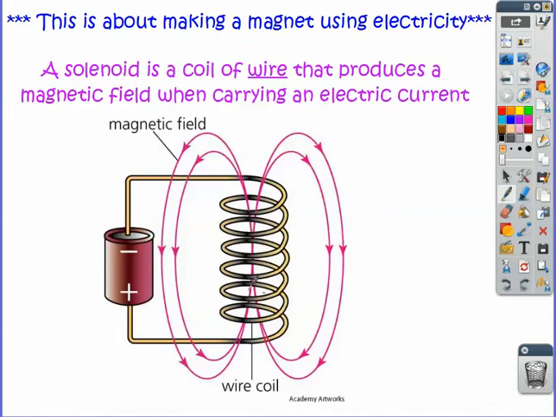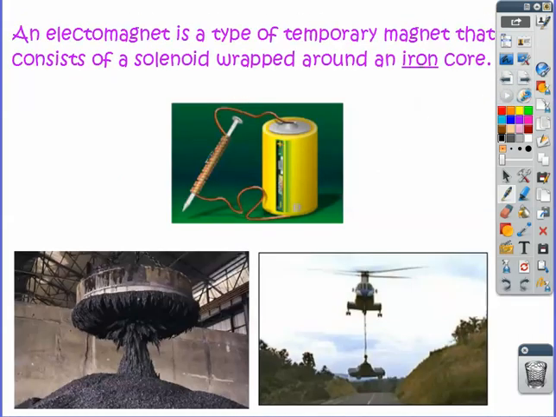Now we can do kind of the opposite. We can take electricity flowing through a circuit through these loops, this whole set of loops is called a solenoid, and that creates a magnetic field. So we can take electricity and create a magnet from that electricity. Now if we take this solenoid and wrap it around an iron core like a nail, we can create something called an electromagnet.